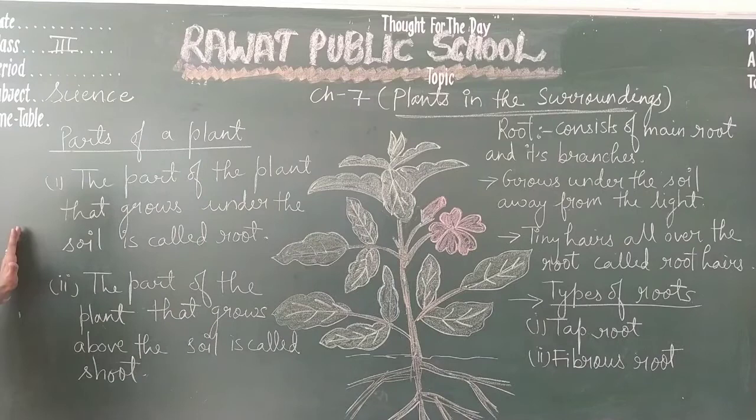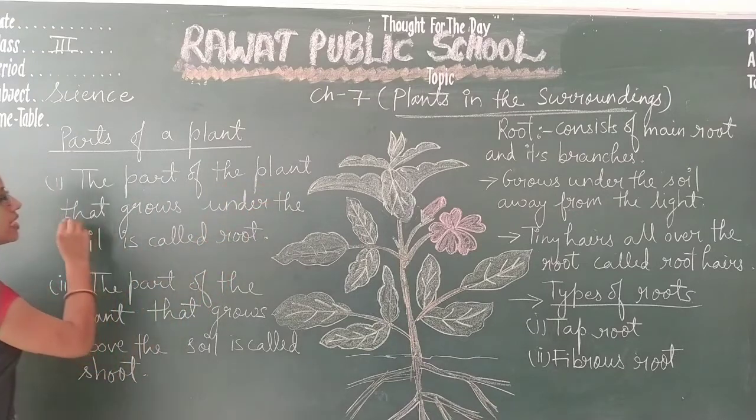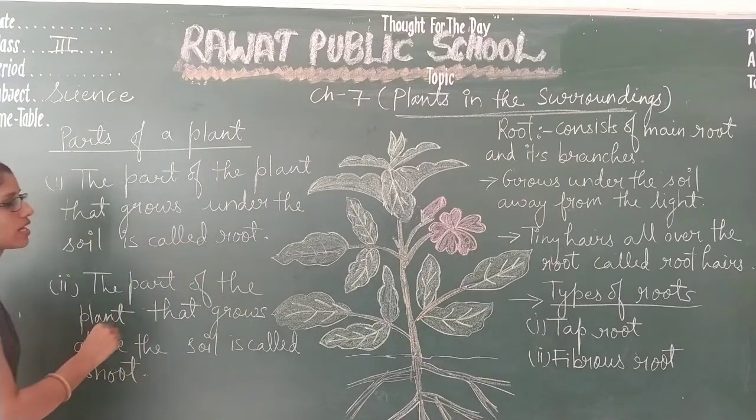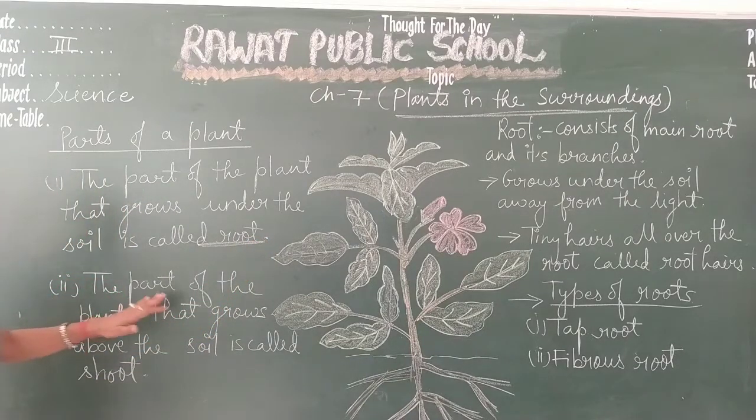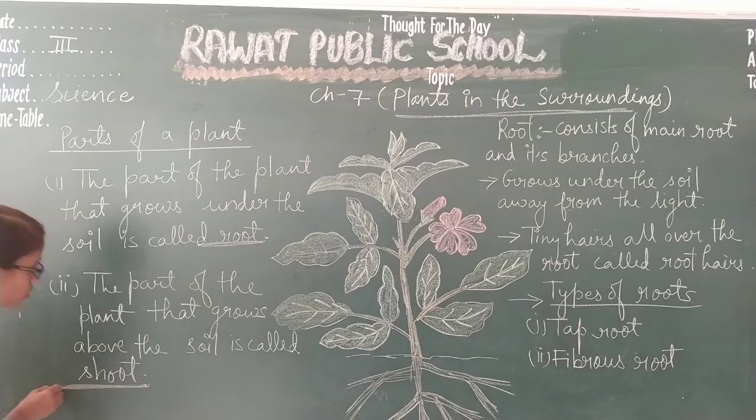So let's see the definition of what are root and what are shoot. The part of the plant that grows under the soil is called root, and the part of the plant that grows above the soil is called shoot.